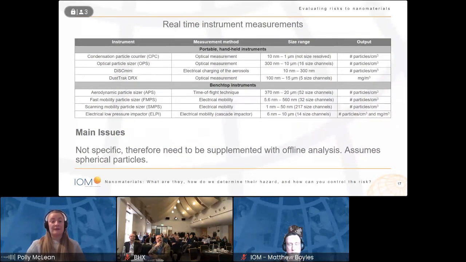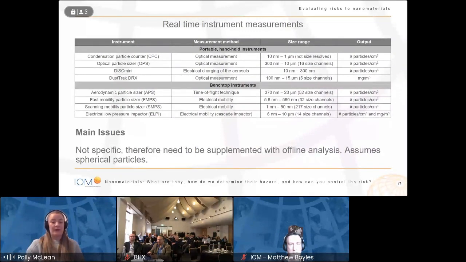And then the more sophisticated benchtop instruments, as I said, are a bit larger, and so we typically get a bit more in-depth information from those, so better size resolution. So you can see from some of these, the size channels that you get range from 14 to 217, so you can get quite a lot of detail in the particle size distribution. And these all typically give you an output of particle number per volume of air. And as well, they all have different measurement methods, slightly more sophisticated than the handheld one, sorry.